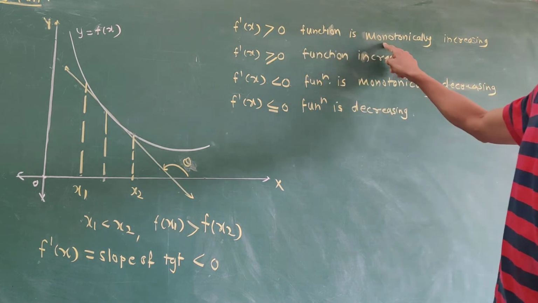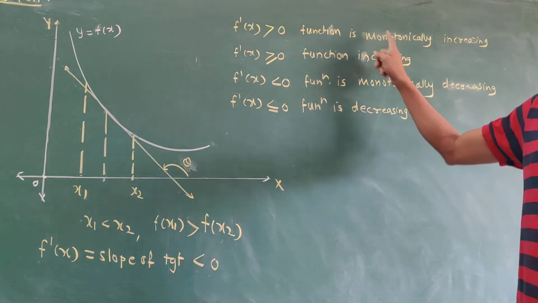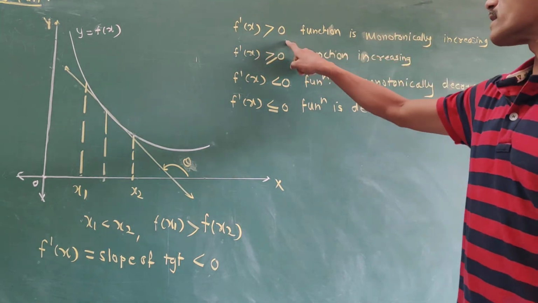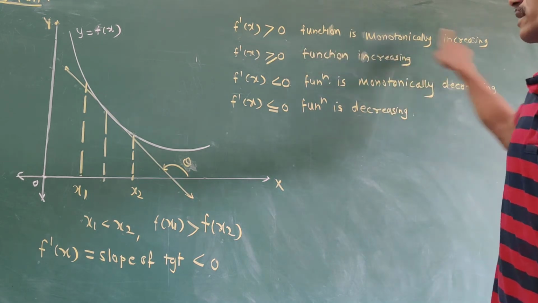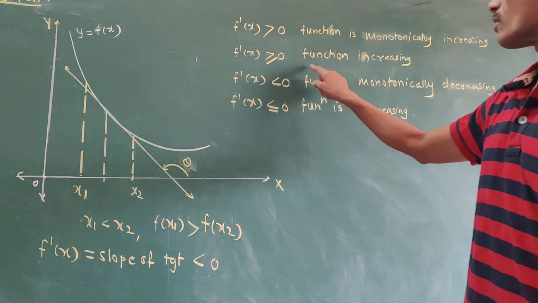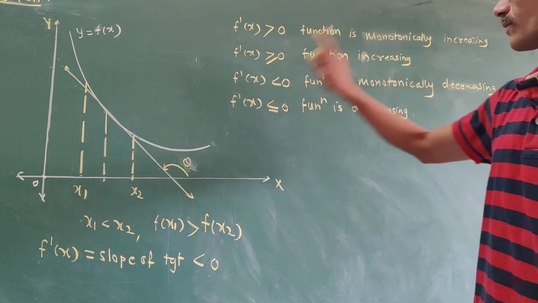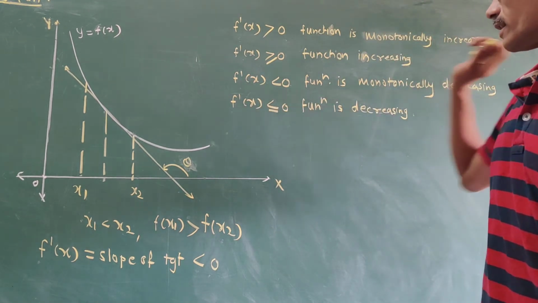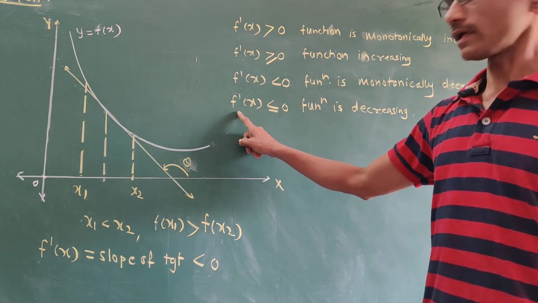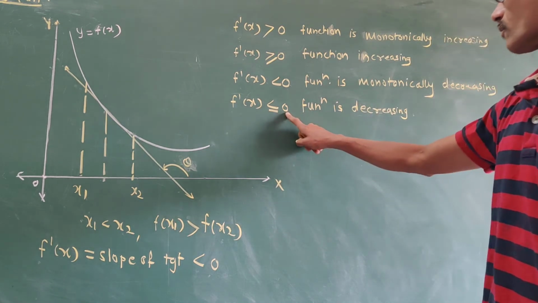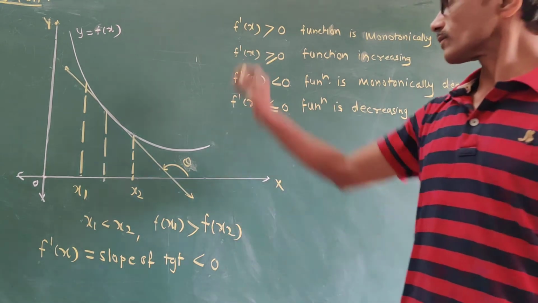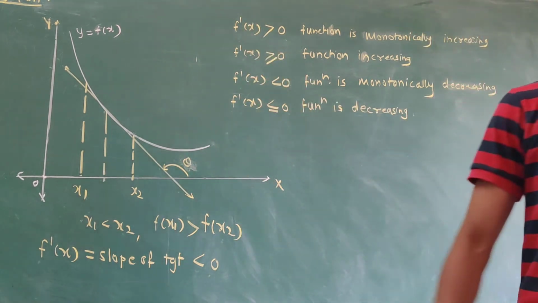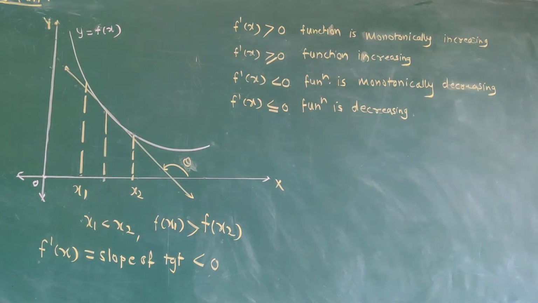Here the word monotonically means strictly. If f dash of x is greater than 0, then it is strictly increasing. If f dash of x is greater than or equal to 0, the function is increasing. If f dash of x is less than 0, the function is monotonically decreasing. If f dash of x is less than or equal to 0, the function is decreasing. So on the basis of this we are going to solve problems in this exercise.